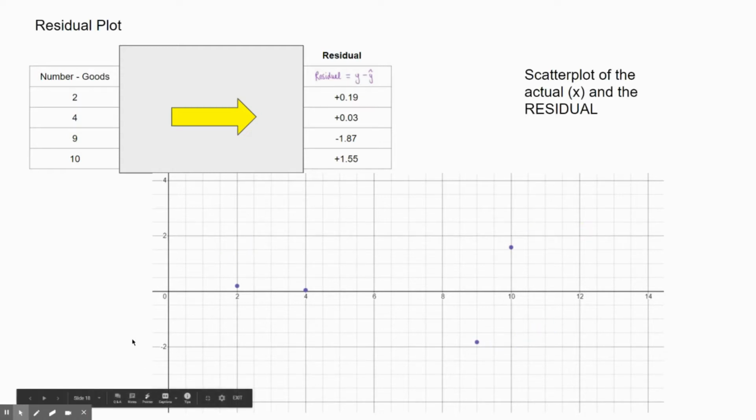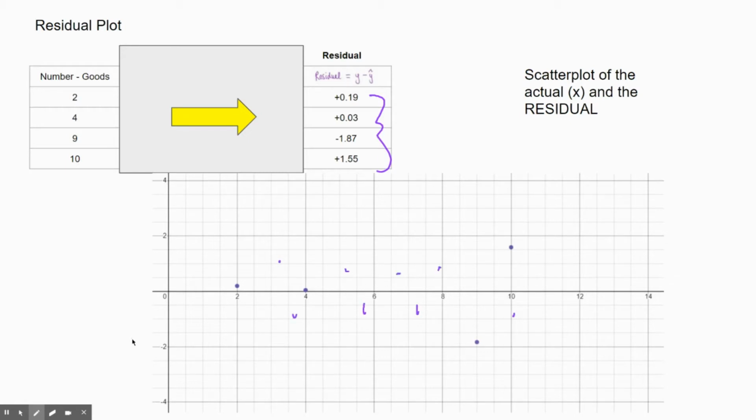There does not seem to be a pattern here. In other words, there's some positive residuals, there's some negative residuals. You basically want your residual plot to be following the x-axis in a random way. And if that happens, then you would say a linear model is a good fit.